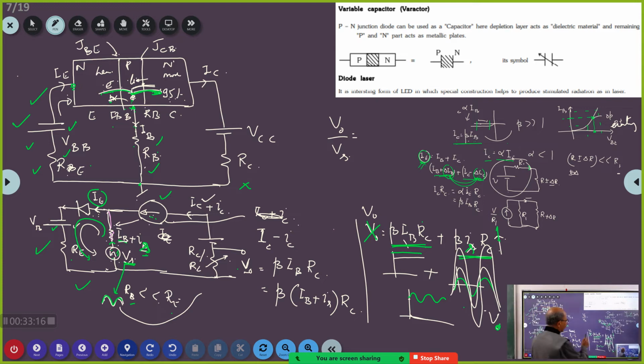So I told total VO is this. So this has got two components. One is VO DC and this is VO AC. Got it? Okay, let me make it. So now VO AC divided by VS. VO AC divided by VS. Okay?